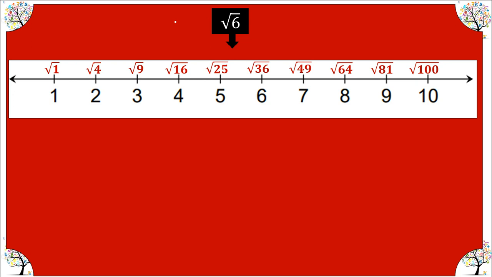Okay, let's do another one. So the square root of 6 comes between the square root of 4 and the square root of 9. So we have the square root of 4 is less than the square root of 6, which is less than the square root of 9. So we know it falls between 2 and 3. So it's going to be 2 point something on the number line.